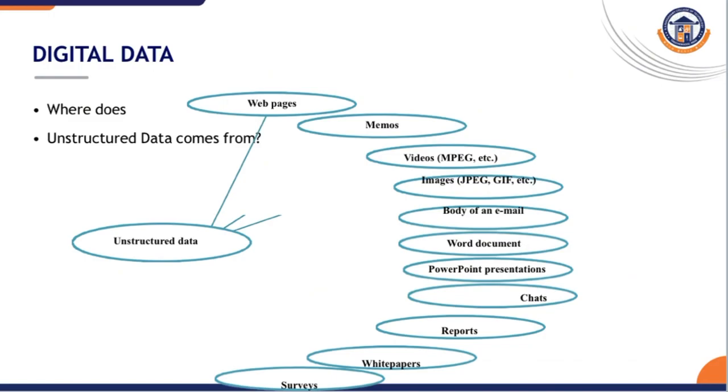Digital data, where does it come from, and where does unstructured data come from? This is the topic we are going to see now. Unstructured data comes from web pages, memos, videos, images, the body of an email, Word documents, PowerPoint presentations, chats, reports, white papers, surveys, interviews, etc.